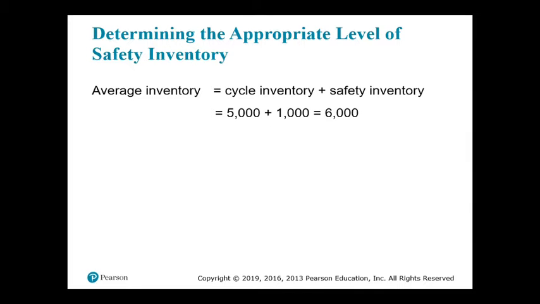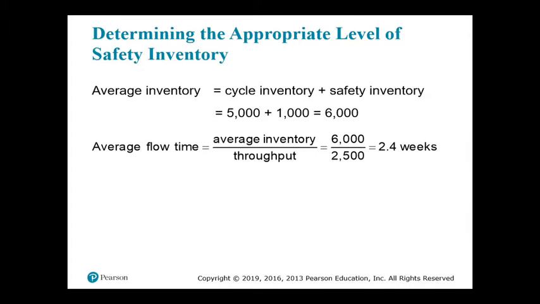The average flow time is then equal to inventory divided by throughput, or demand. Throughput is equal to demand. And it turns out, on average, inventory would spend 2.4 weeks in the warehouse.